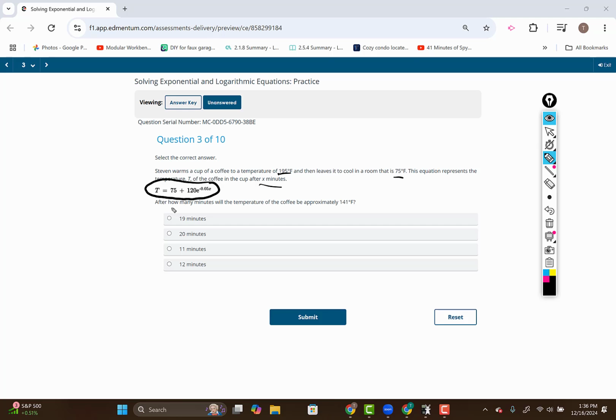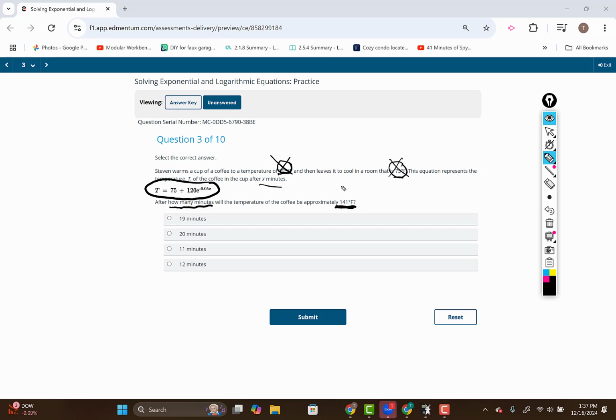Question is after how many minutes, so that means we are solving for X, will the temperature of the coffee be approximately 141 degrees. So the 195 and the 75 are inconsequential to this problem. Really all those numbers were used to develop this equation. But we don't really need to know how the equation was developed. We just know it works.